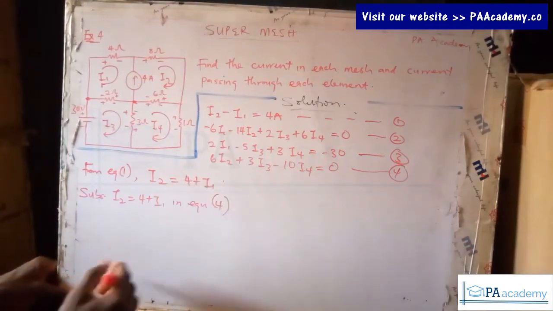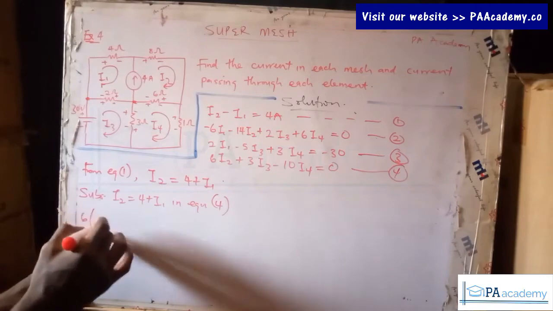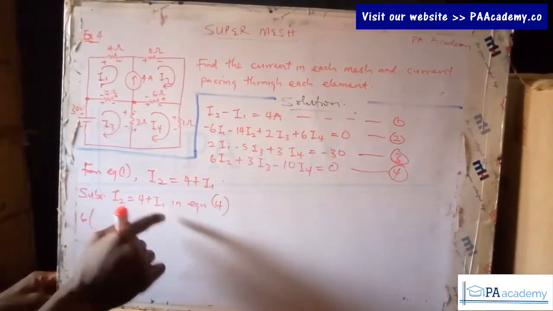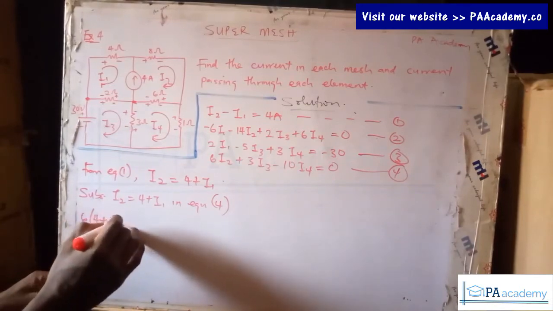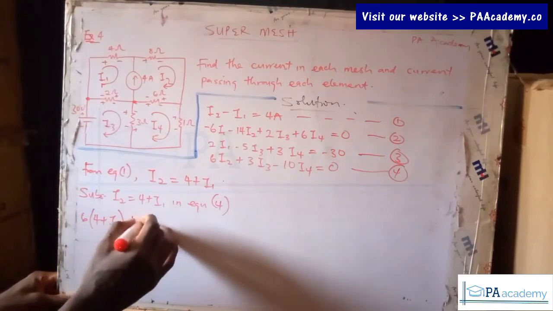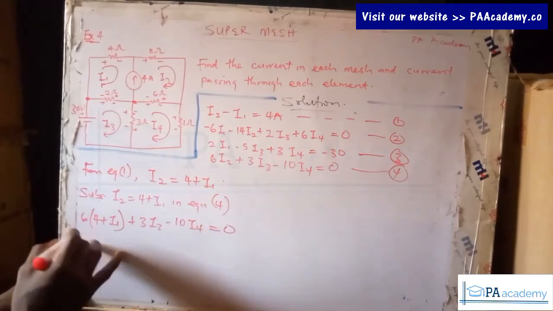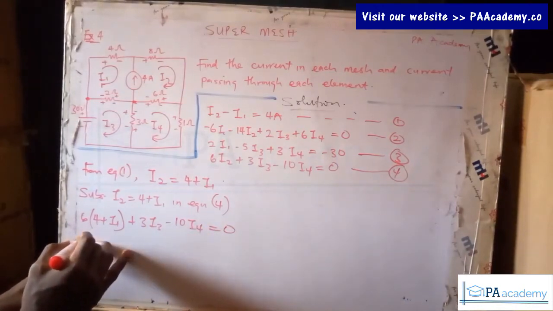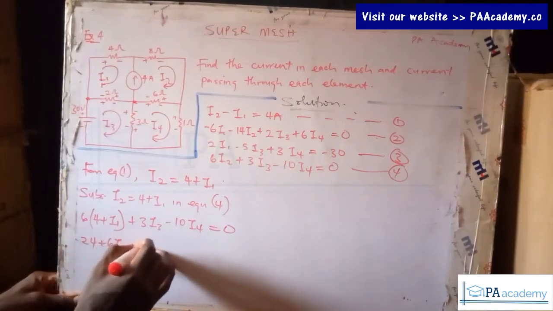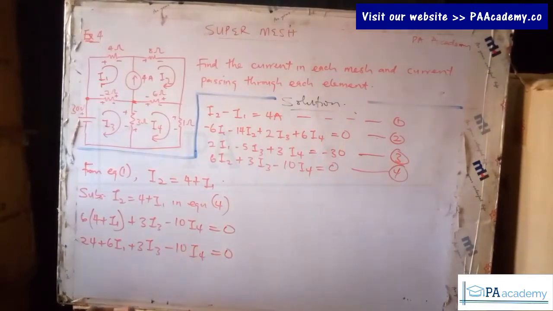Alright, so that would be 6 into bracket. So this I2 here, we are going to replace it with 4 plus I1. 4 plus I1 is just a way to simplify the different equations. Then plus 3I3 minus 10I4 equals 0. So this will give us 24 plus 6I1 plus 3I3 minus 10I4 equals 0.